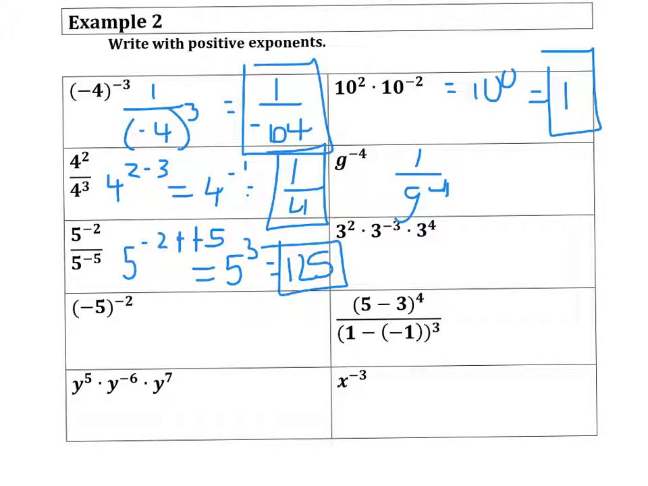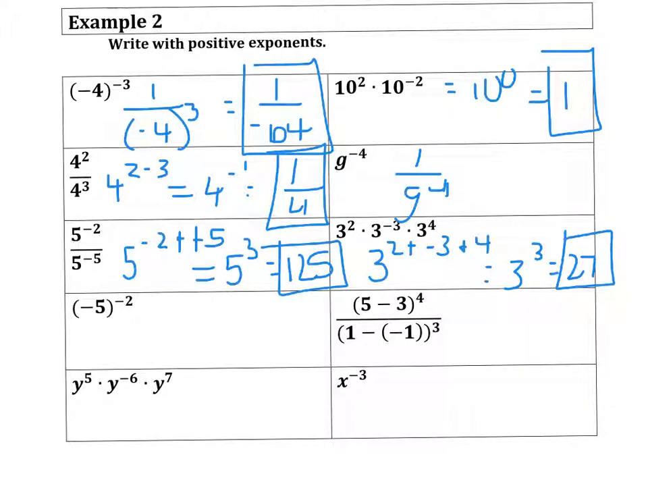We have 3 terms in the next one. 3 squared times 3 to the negative third times 3 to the fourth. I shouldn't have said terms, but we have 3 components here. So we could add all of these exponents because they all have the same base. So it'd be 2 plus -3 plus 4, which would give us 3. We have 2 plus -3 is -1, plus 4 is 3. So it'd be 3 to the third power, which is 27.